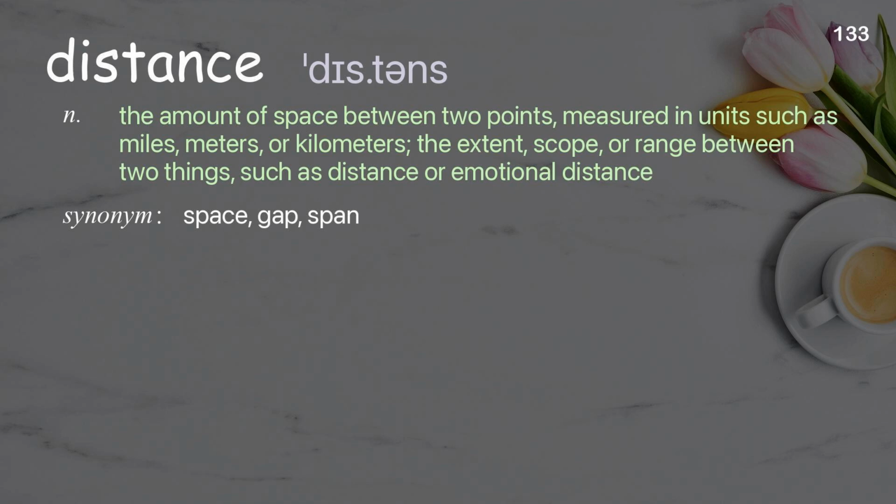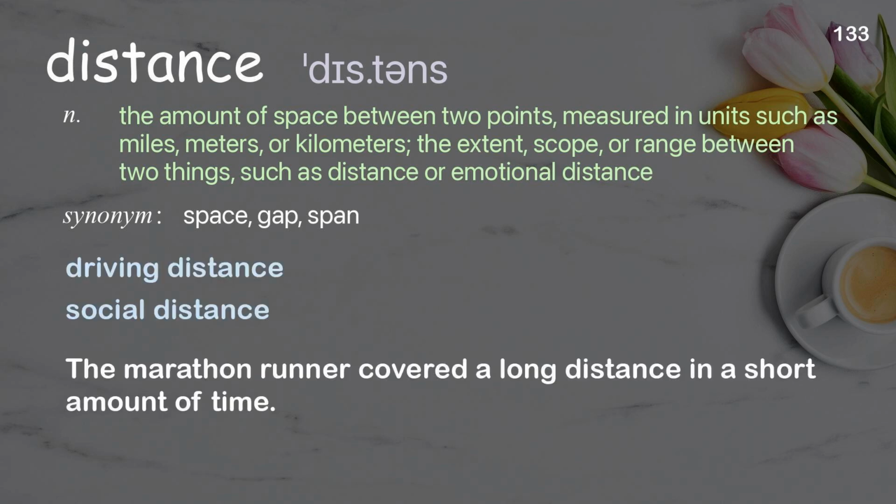Distance. The amount of space between two points, measured in units such as miles, meters, or kilometers. The extent, scope, or range between two things, such as distance or emotional distance. Examples: Driving distance. Social distance. The marathon runner covered a long distance in a short amount of time.